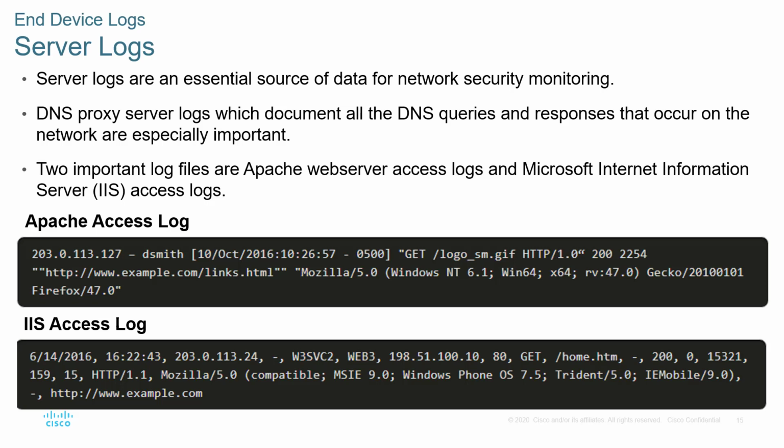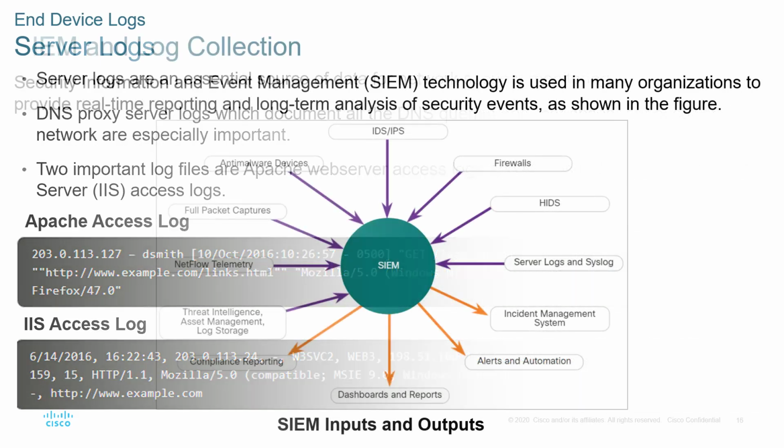Server logs are essentially the source of the data for network security monitoring. You can also have a DNS proxy server log, and that'll document all the DNS queries. Two important log files are access logs from our web server. That's going to be Apache, NGINX, or IIS. Those are the big ones.